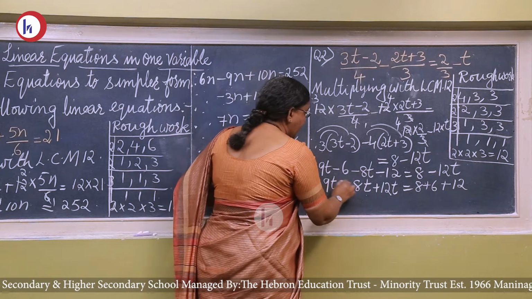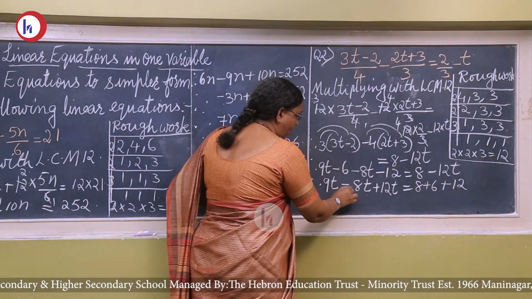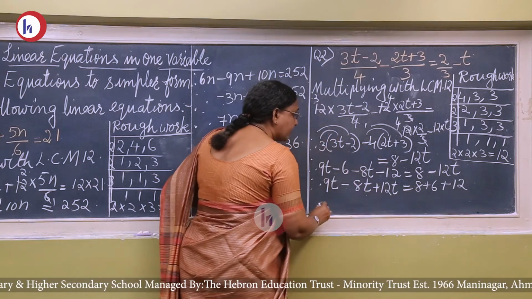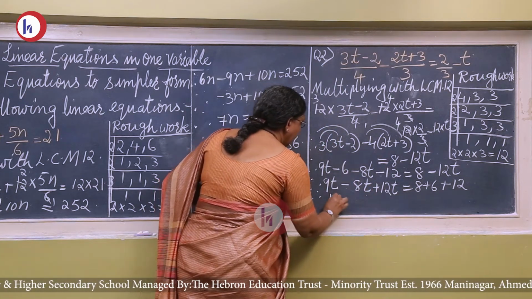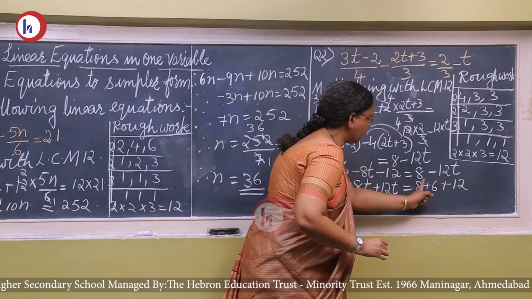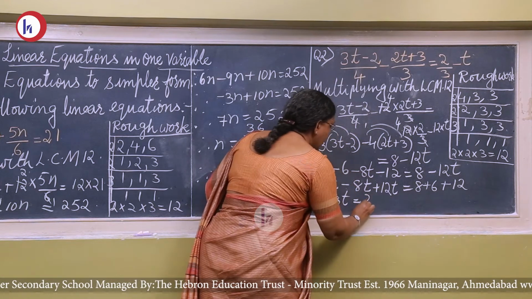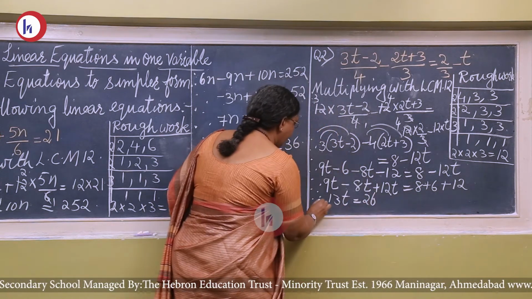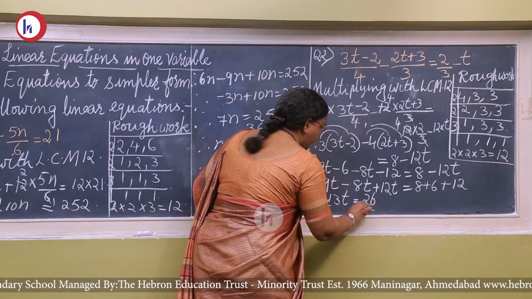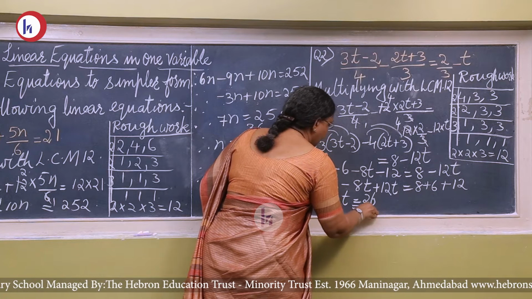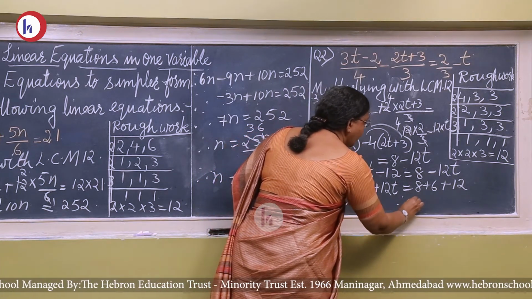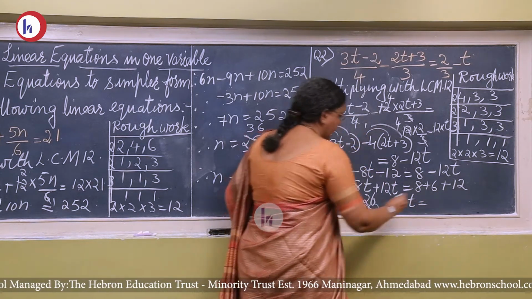Now see that 9t minus 8t, how much is it? 1t. 9 minus 8, 1. Then plus 12, that is 13t. Therefore, 13t is equal to, now 12 plus 8, 20. 20 plus 6, 26. Therefore, t is equal to 26 upon 13. That is 13 twos are 26. Therefore, t is equal to 2.